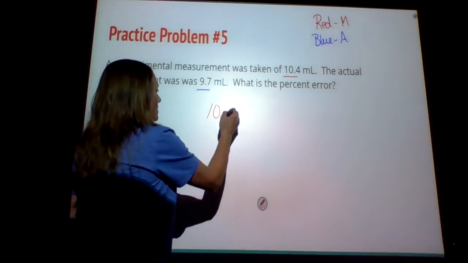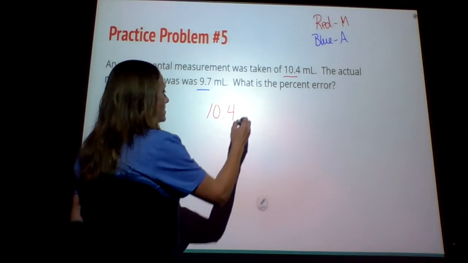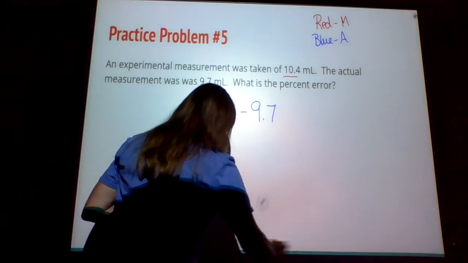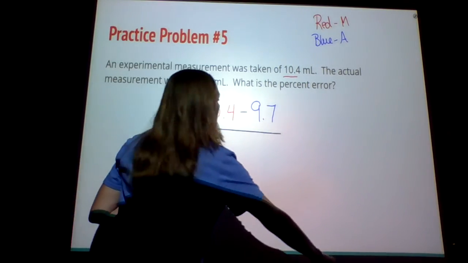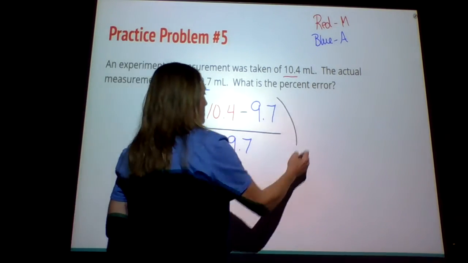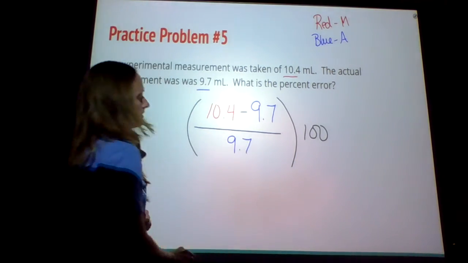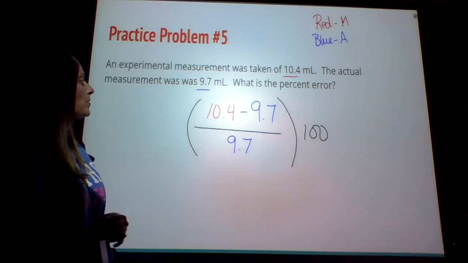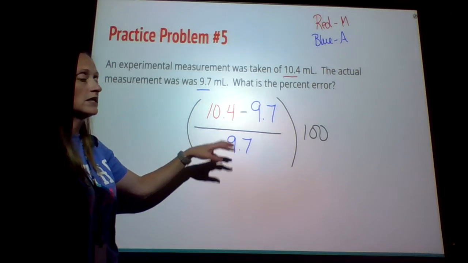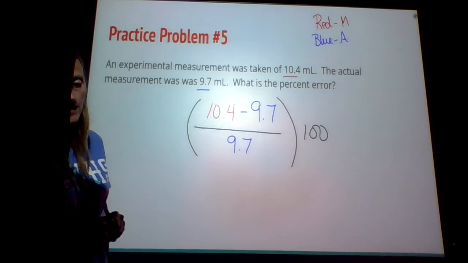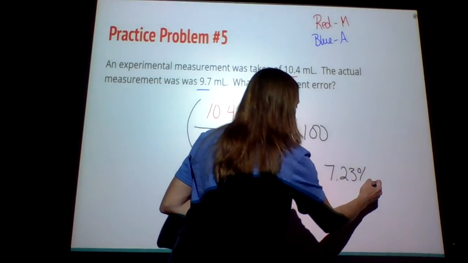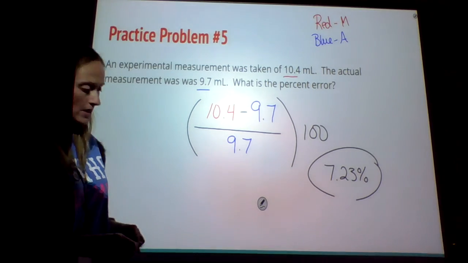So we have our measured, 10.4, minus the accepted, 9.7, divided by 9.7, times 100. Break it into parts in your calculator: 10.4 minus 9.7, enter, divided by 9.7, enter, times 100. And your answer will be 7.23%.